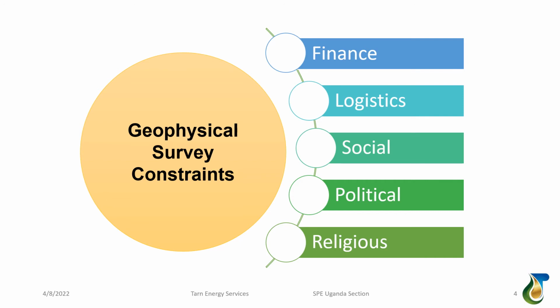Usually when geophysical surveys are being carried out, there are some constraints, some limitations, some shortfalls. These have been categorized into 5 major key areas. One of them is a financial constraint. How much money is available for the project? Because you can't go beyond what is available. So you have to work within the budget which is given to the company.